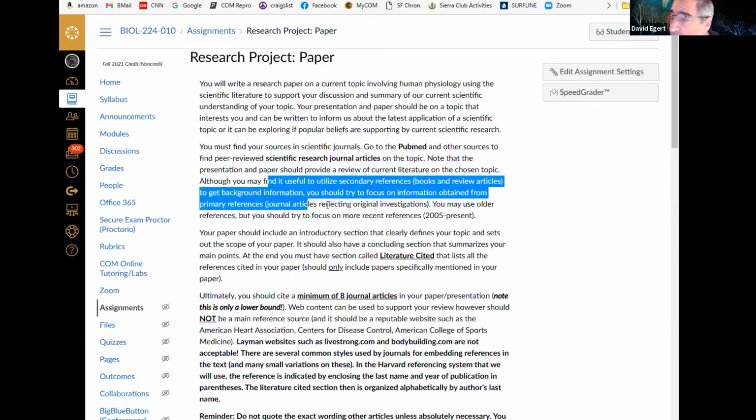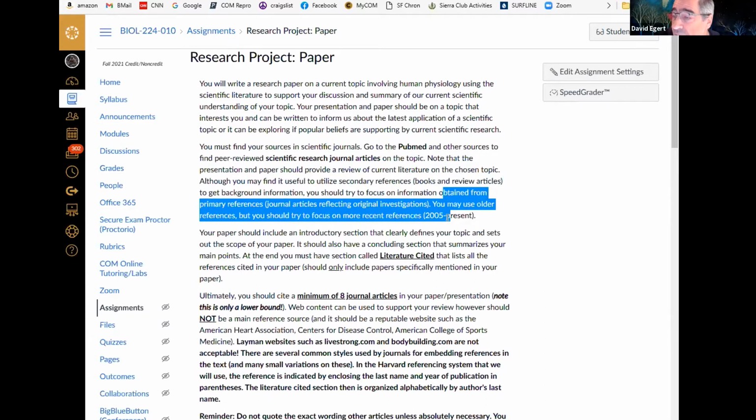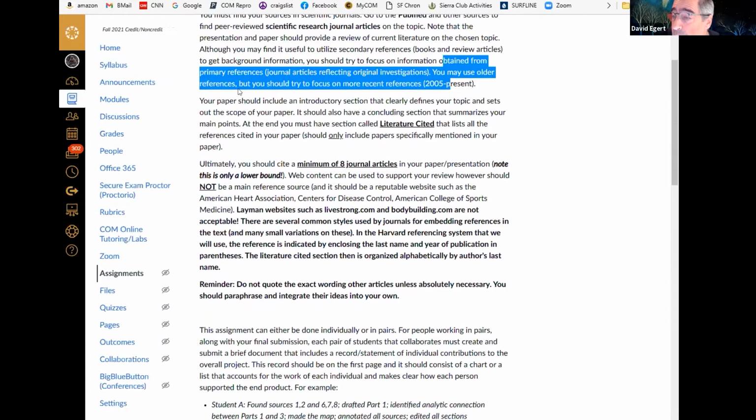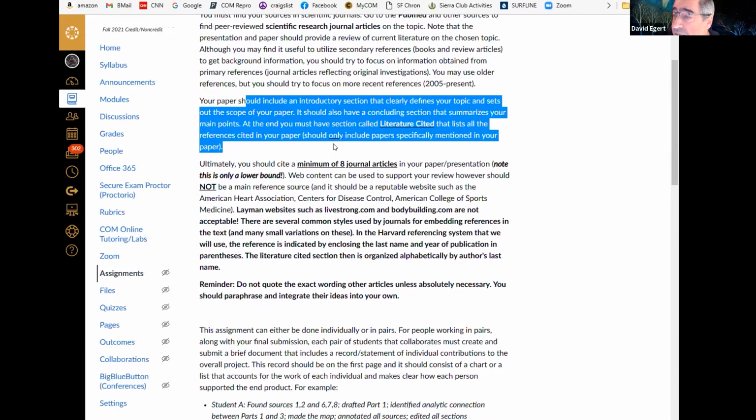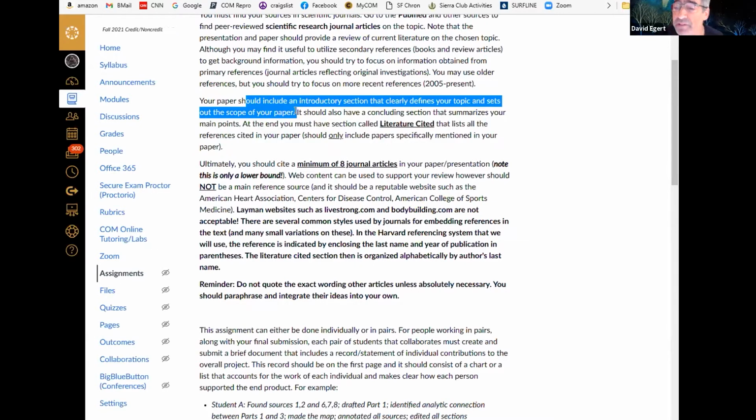I said, although you may find it useful to utilize secondary references, you should also have stuff from primary references. That's important. The paper should include an introductory section that clearly defines your topic and sets out the scope of your paper. This is important for you to figure out even as you're starting the assignment, so you stay focused in figuring out what papers are actually relevant for what I want to write.